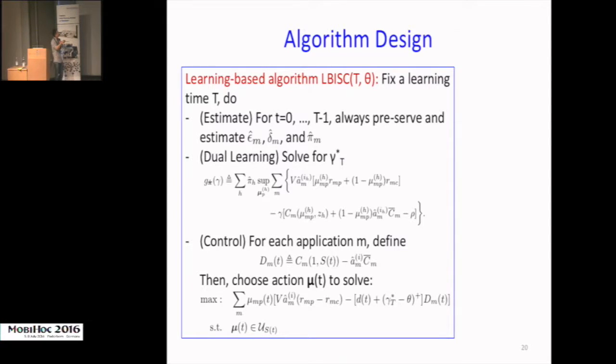And then we use a step called dual learning, which is as follows. I take that dual function I showed you in the previous slide, and I replace all these statistics with the estimated ones. Then I solve that dual function and get the optimum multiplier, and that's this step, gamma t star. And then I do control. Control is done as follows. I first define the cost differential, so this is the cost I need to spend. And then I do a max-rate-like algorithm to choose the actions, the preserve actions. And here, the multiplier is plugged into the system.